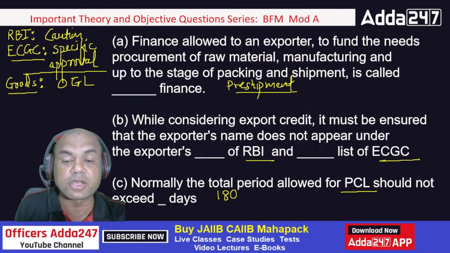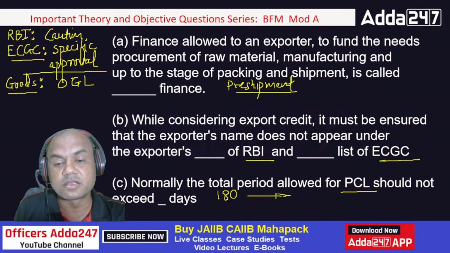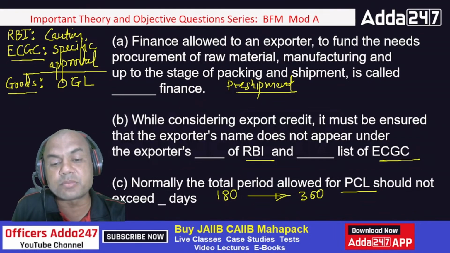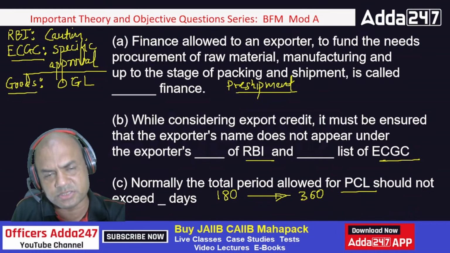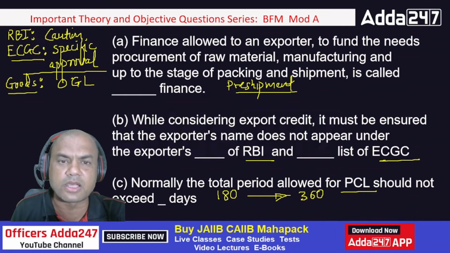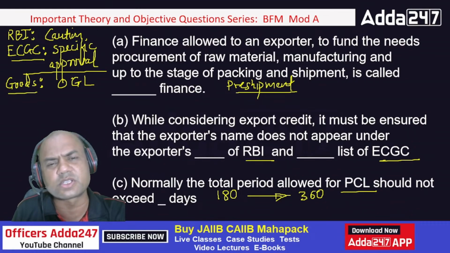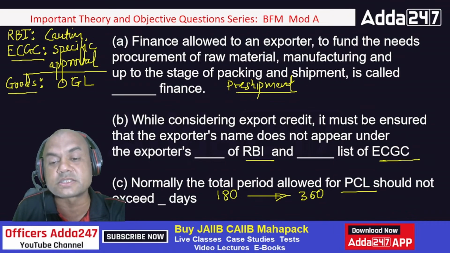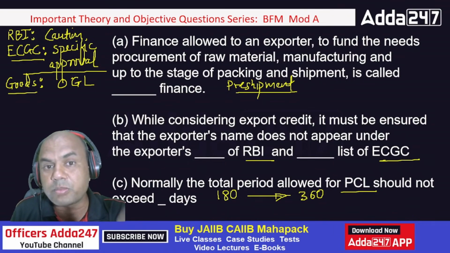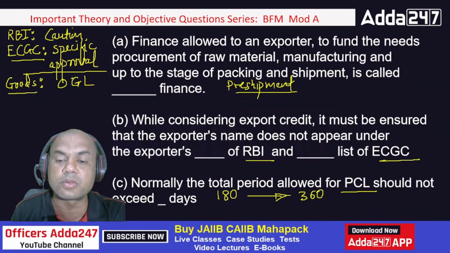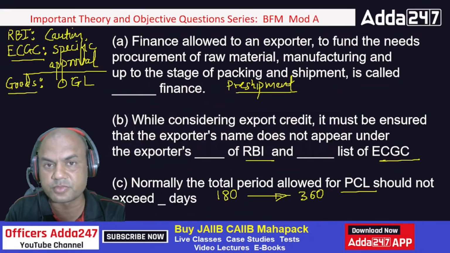But the maximum period is given by RBI as 360 days. It means 99% of the customers will be treated with 180 days. In a specific case, if something untoward happens because of the client, on a case to case basis, you can extend up to 360 days. But not beyond this. At any cost, not beyond 360 days. Okay. Got it clear?